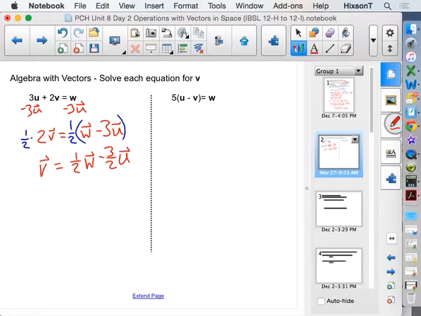Could you do the vector W minus 3 vector U first and then just multiply by half? Yeah, you could leave it with the 1/2 outside the parentheses, it's fine.